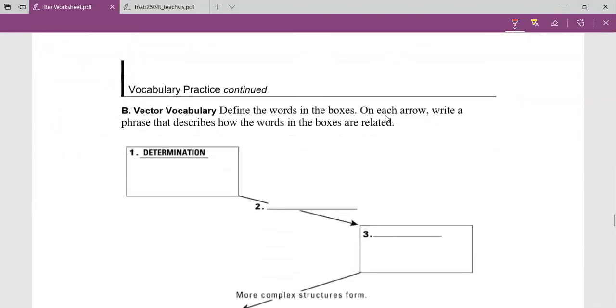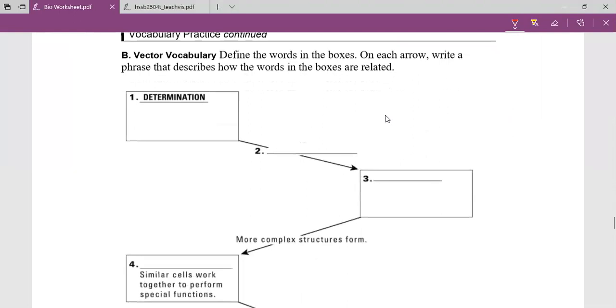Now, vocabulary map. Define the words in the boxes or write a phrase that describes how the words in the boxes are related. Now, determination. Committed to become a specific cell.